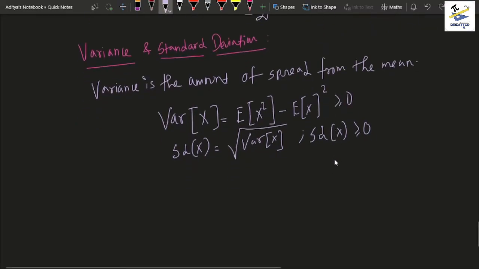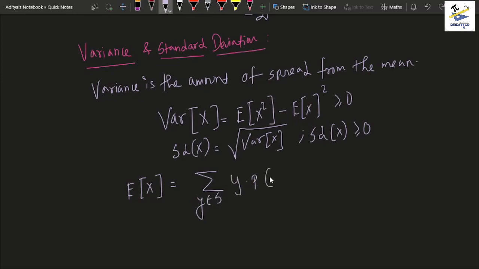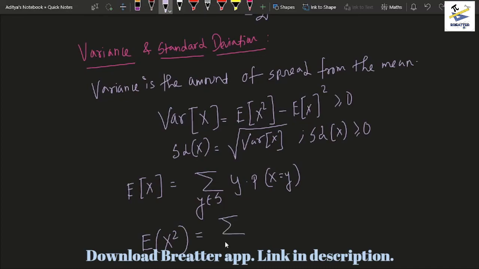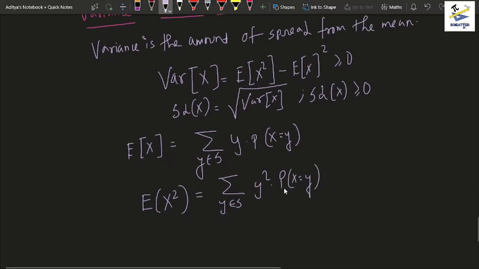Now, variance is the amount of spread from the mean, and this has been done. So I will just have to define what is E of X square, because E of X, you know, is just the sum over all the sample space where you multiply y by the probability of y for all such y's in the event space. Similarly, when you are calculating E of X square, you multiply y squared by the probability of X equals small y, right? And this gives you the variance of the function, because E of X square minus E of X whole square will give you the variance.